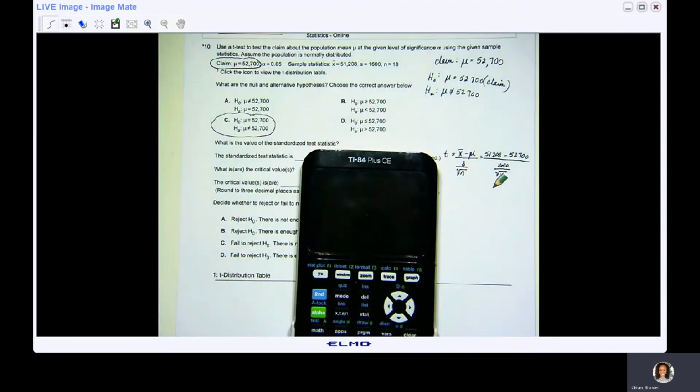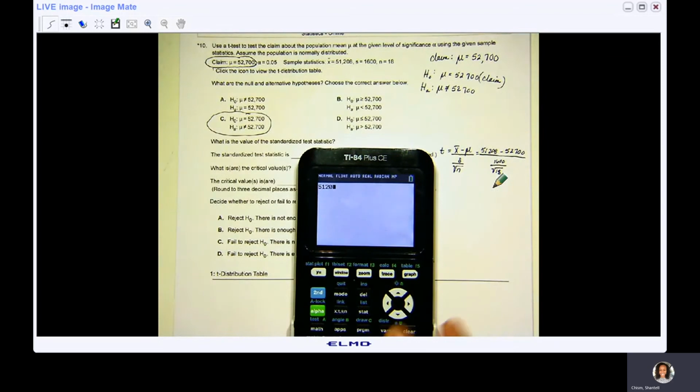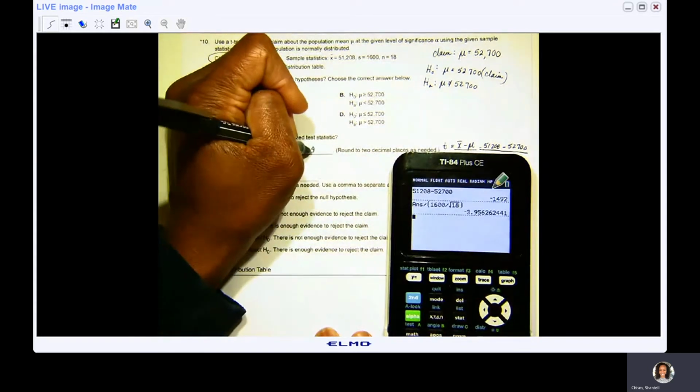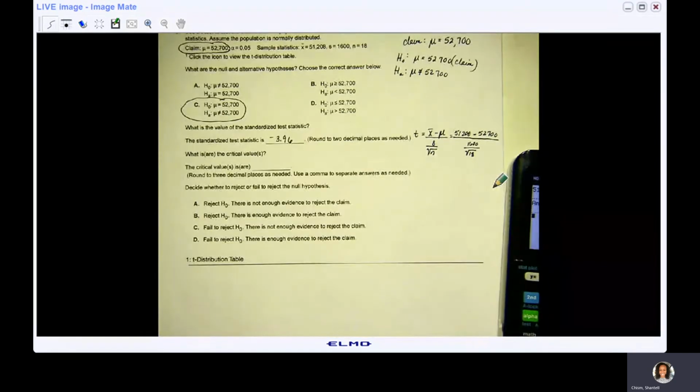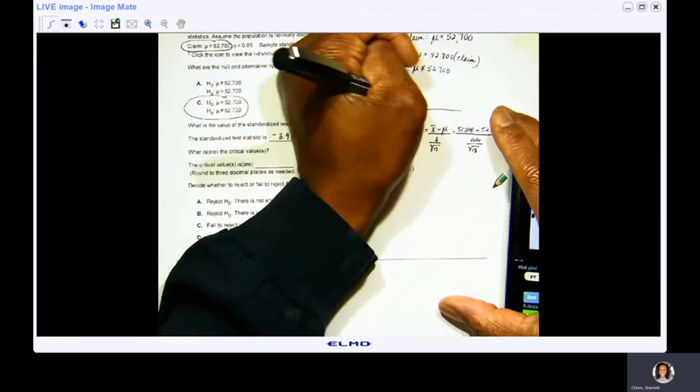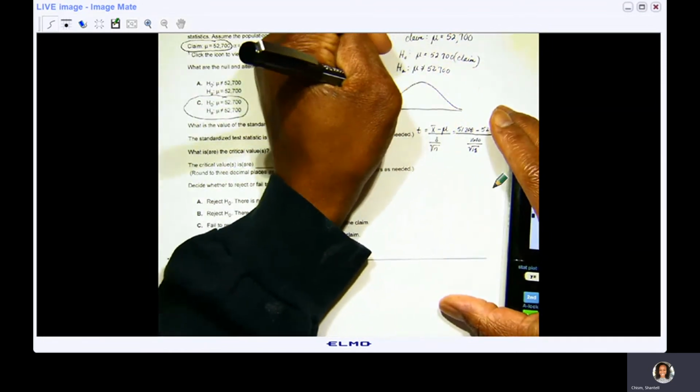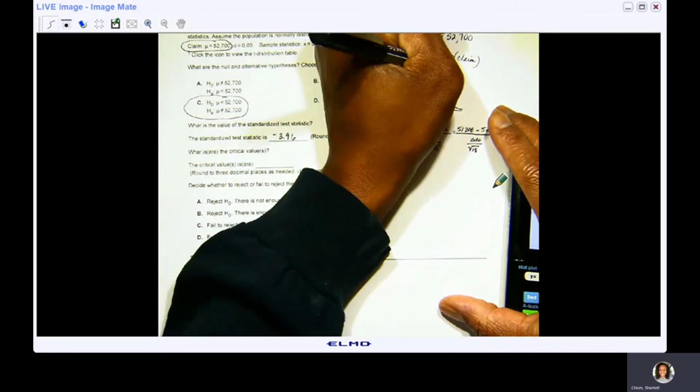Okay, so I'm going to put in 51.208 minus 52.7, and I get negative 1.492. I'm going to divide that by parentheses 1.600 over the square root of 18. So I get a negative 3.96 when you round that to 2 decimals. Negative 3.96. Okay, and basically I'm going to compare those to my critical values because I should have 2 critical values, and I should have 2 because this is a two-tailed test.